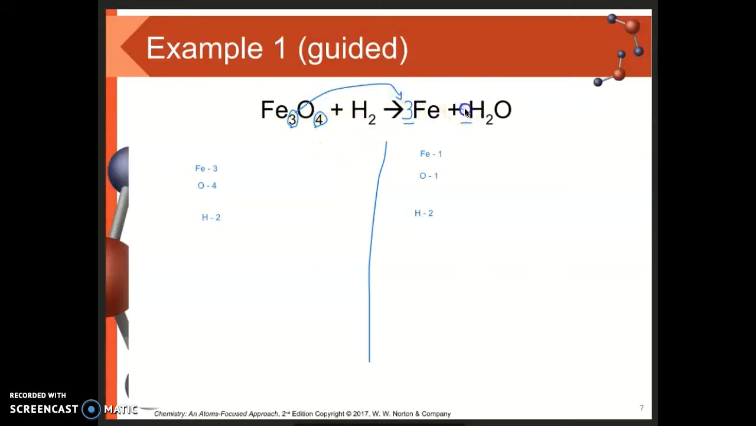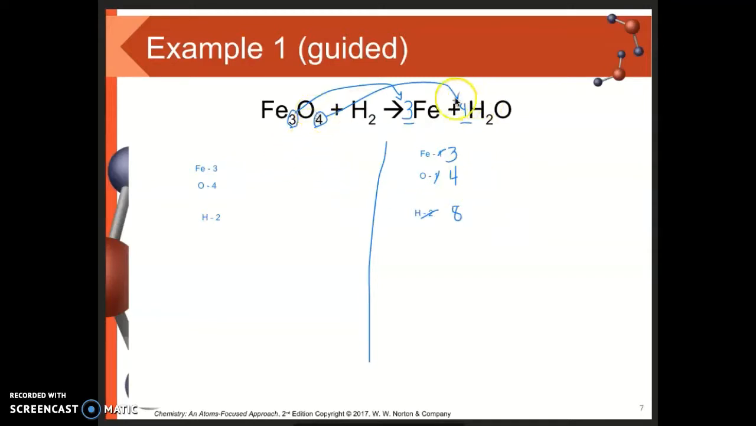I would need 4 waters to balance that. So that subscript is going to become a coefficient over there. I've now changed coefficients, so I need to change my numbers. I now have 3 irons. I now have 4 oxygens. And in the process of changing this, I've changed my hydrogens as well. I now have 4 times 2 for a total of 8 hydrogens on the product side.